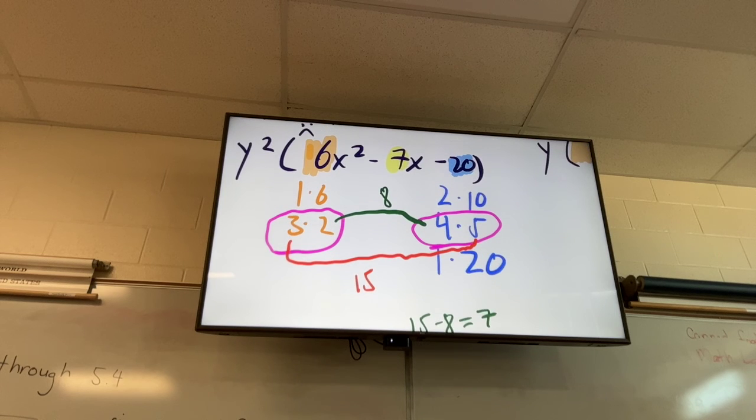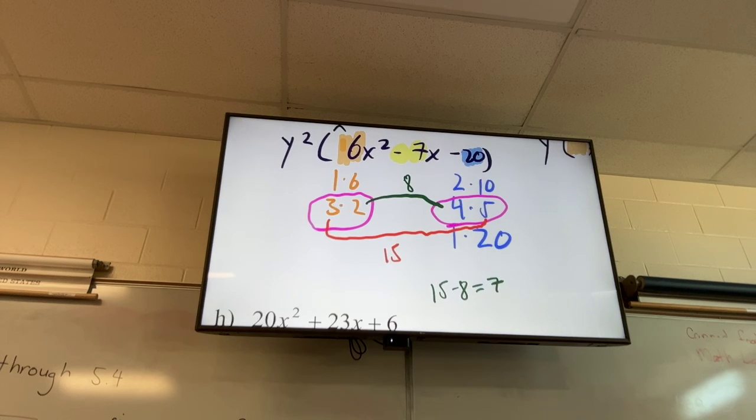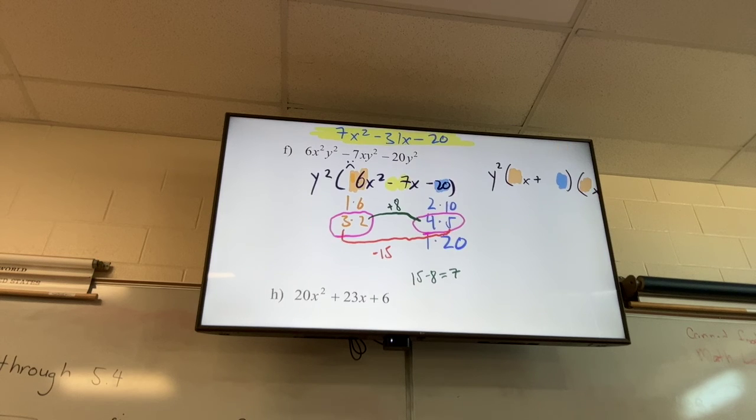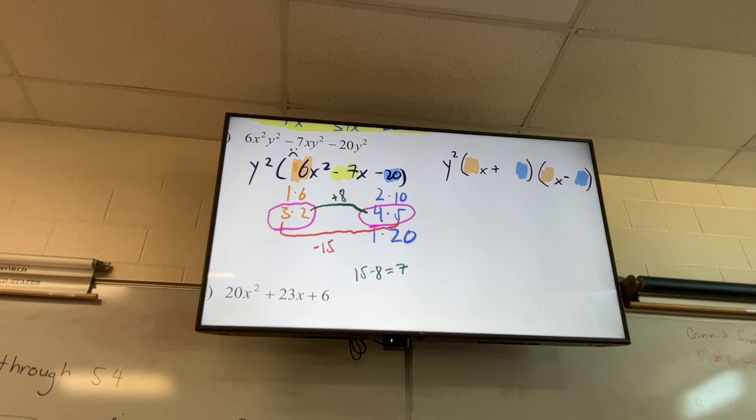Okay, cool. Let's think about this. Do we want the bigger number? So the bigger number there is 15, right? Do we want the bigger number to be negative or positive, and why? Negative. Let's let Kate answer. Negative, because in the middle, we want there to be a negative left over. So we want our 15 to be negative. We want our 8 to be positive. Good stuff.